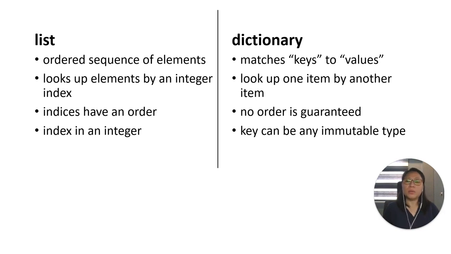So in a list, indices have an order, and in a dictionary there is no guaranteed order. The list indexing uses integers, while the key in a dictionary can be any immutable type.